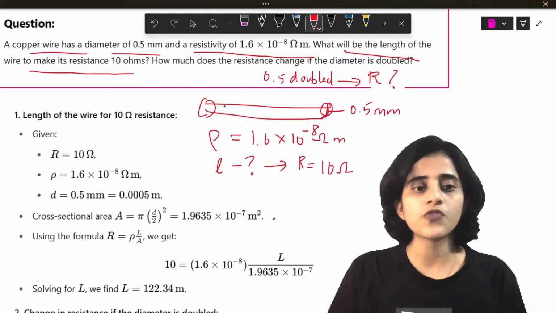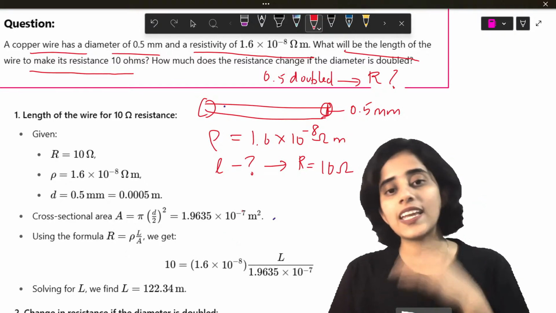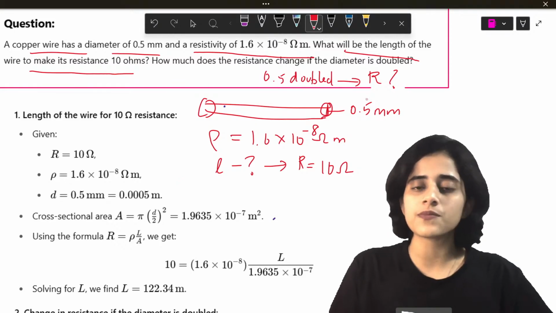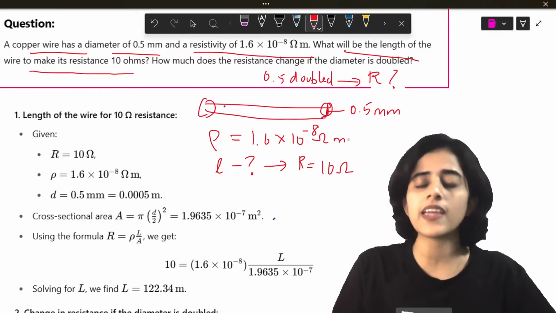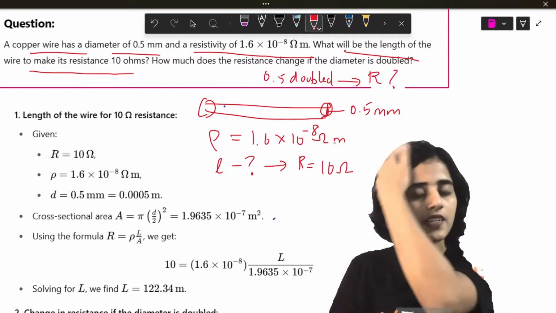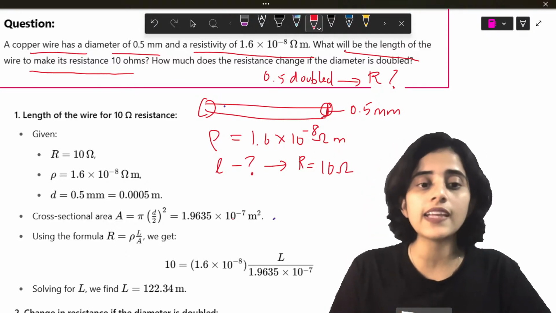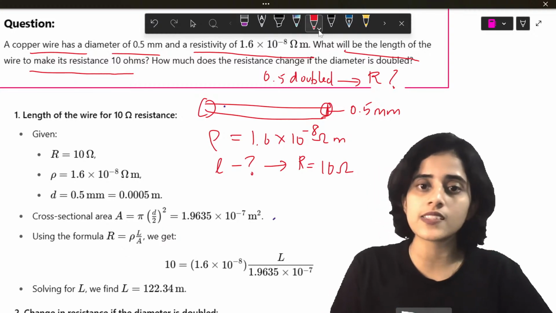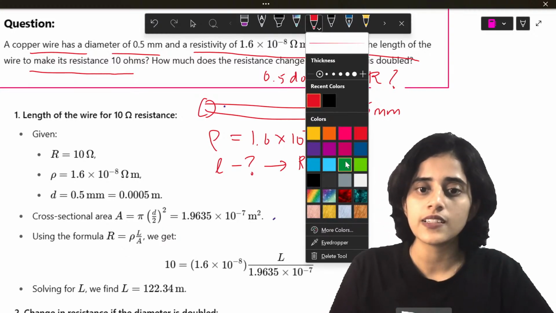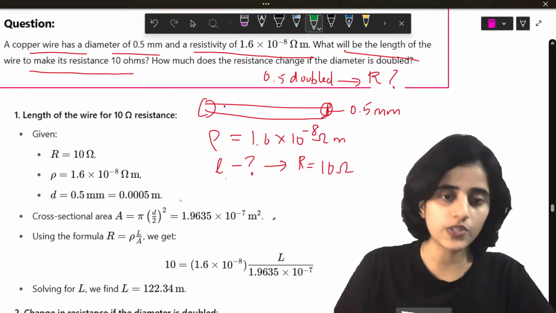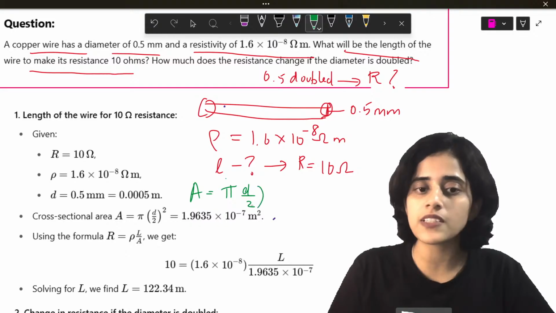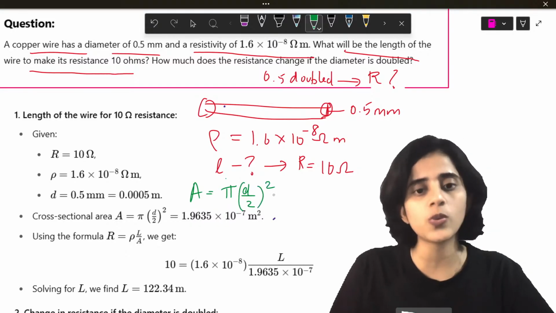Okay, so first thing, let's find out the area of the wire. Okay, so the formula for area is what? Pi r square, but only diameter is given. So it becomes pi into d by 2 whole square. Let's take green. Okay, so area will be pi into diameter by 2, which is radius, pi r square.